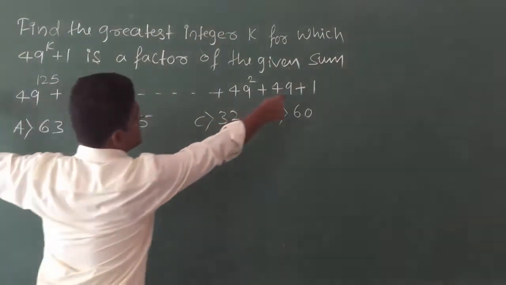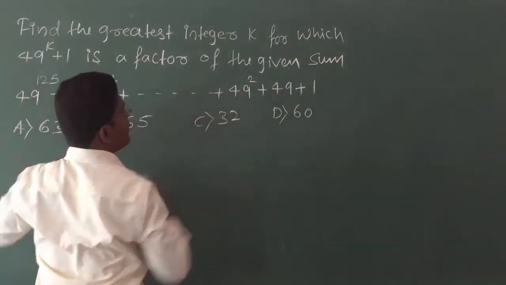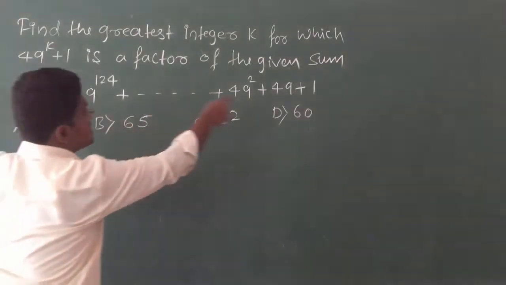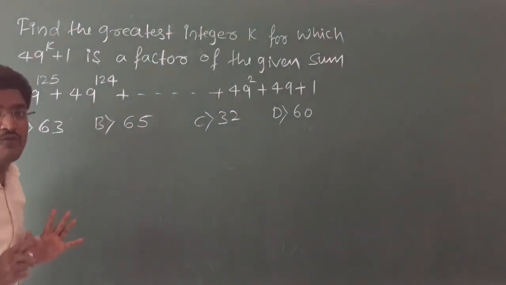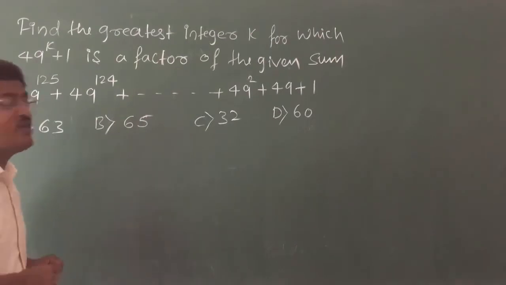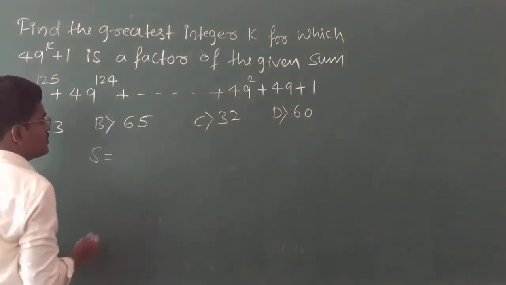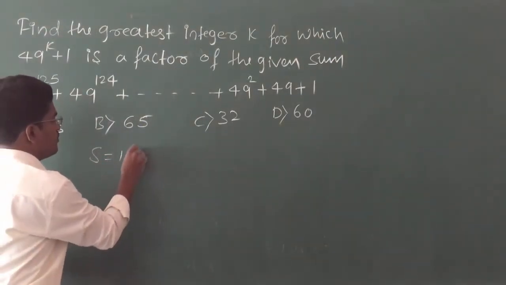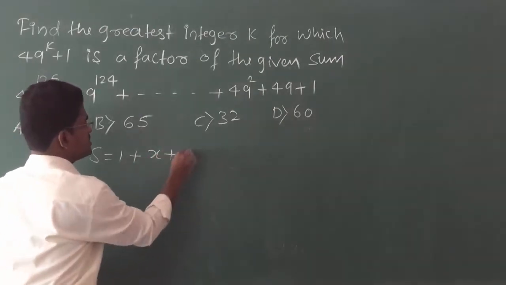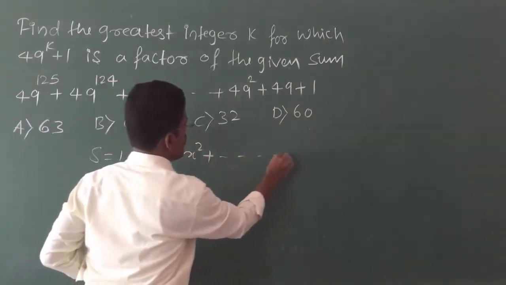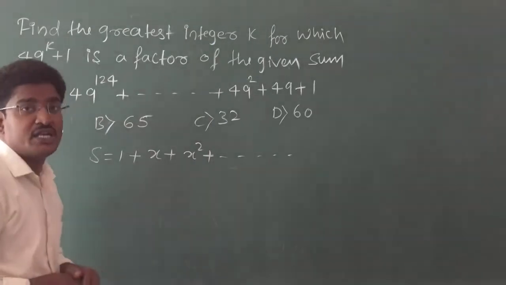But you have to concentrate on this. This is the sum. Clear? So if I see this sum, I will write it in general form. If I write it in general form, how are you going to write? S is equal to 1 plus x square plus so on. Are you getting my point?